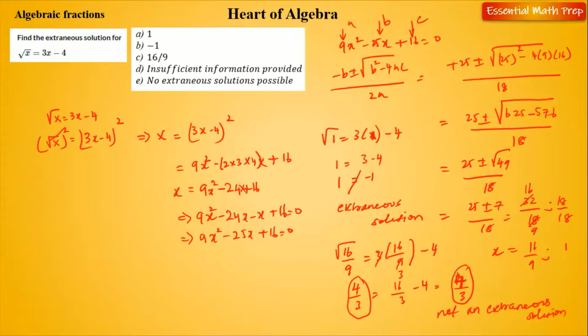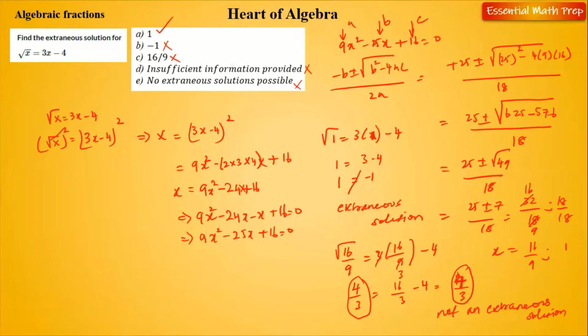So that means we cannot have 1. -1 was not even an answer choice, and 16 over 9 is not possible. We've solved the problem, so insufficient is not an option. We did determine an extraneous solution as an answer choice, so the correct answer is 1.